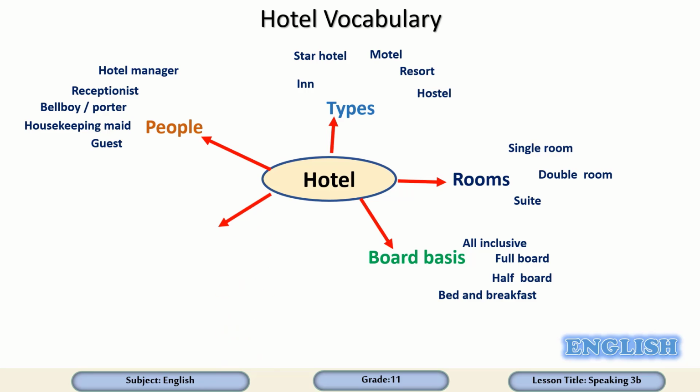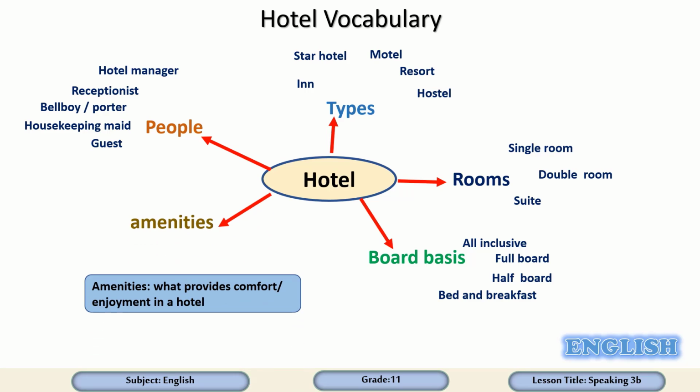We can also speak about the amenities in the hotel, and these are the things that provide comfort and enjoyment to the guests. They include the Wi-Fi, for example, the TV, the mini fridge, or the swimming pool, the gym, and the other facilities.